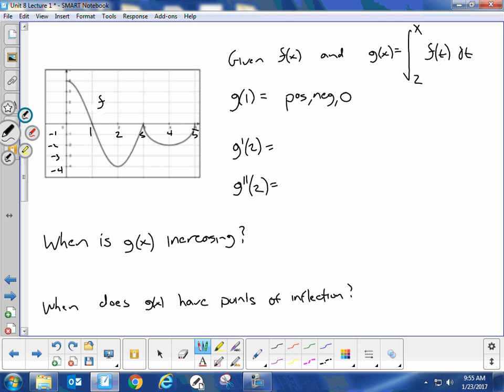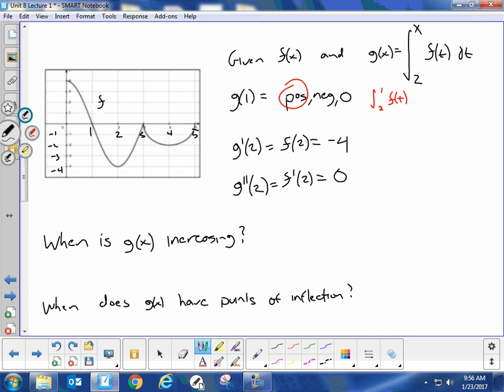All right. Miss Arella, G of 1 is positive, negative, or 0? Positive is correct. Excellent. We're going from 2 to 1, which is the opposite of 1 to 2. We have negative area from 1 to 2, so this should end up being positive. Miss Quadri, what about G prime of 2? Negative 4. It's the same as f of 2, which is negative 4. And Mr. Rodriguez, G double prime of 2. 0 is correct. It's the same as f prime of 2.